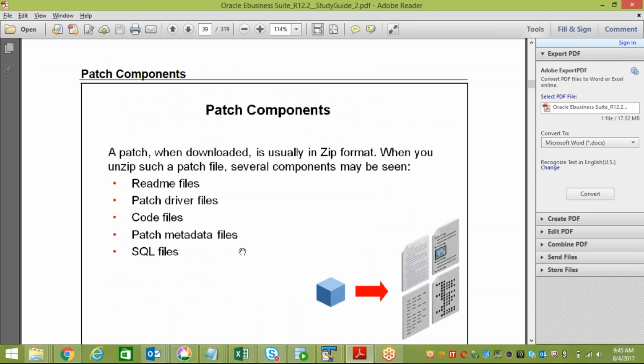All right, the code files you will be seeing belong to the patch. Metadata files you will be seeing belong to the patch again. SQL files you will be seeing belong to the patch. So these file types may vary. Sometimes you may get only this, or only this, or only this, depending on the patch. But the readme text and the patch driver file are mandatory for every patch.